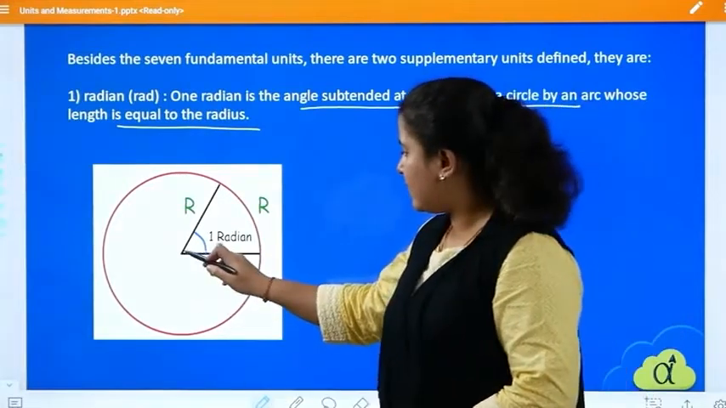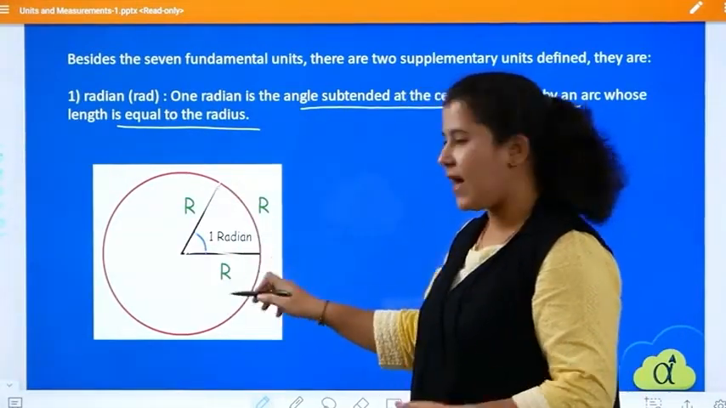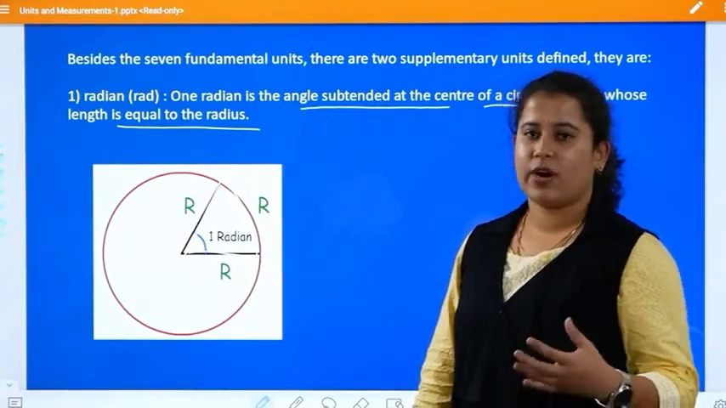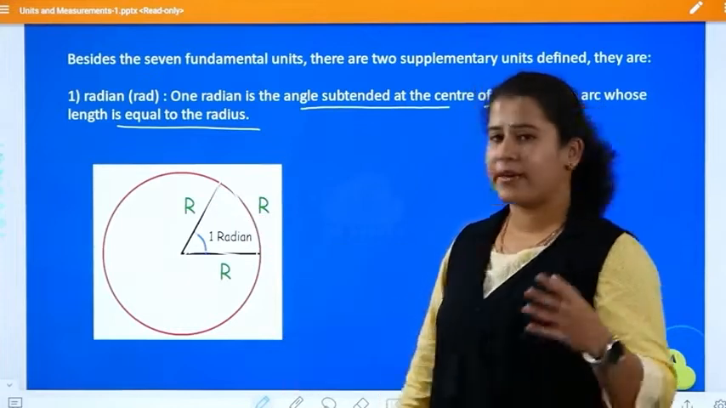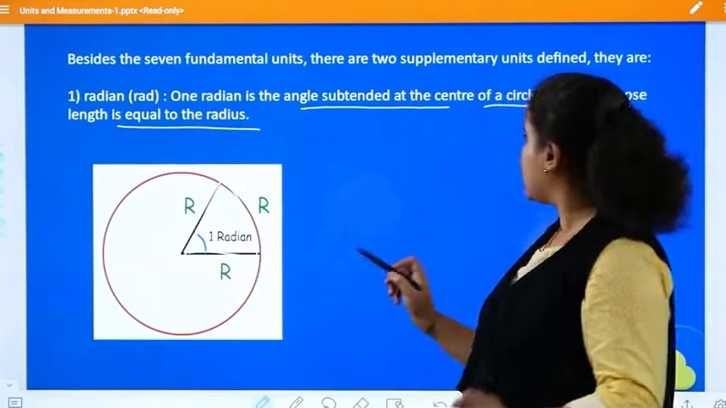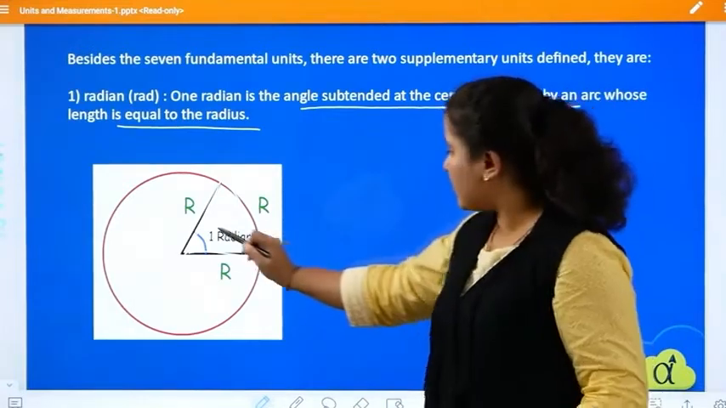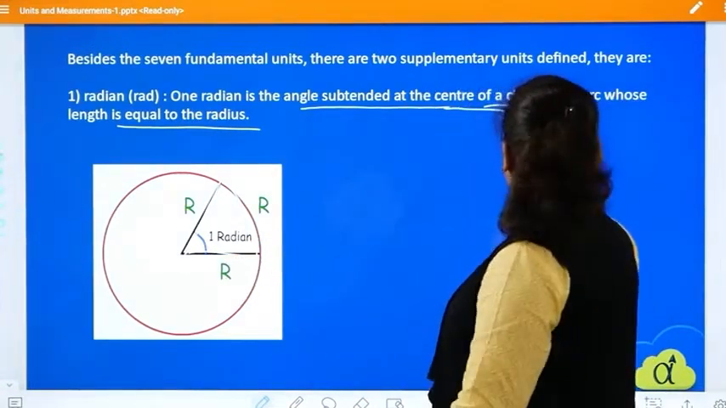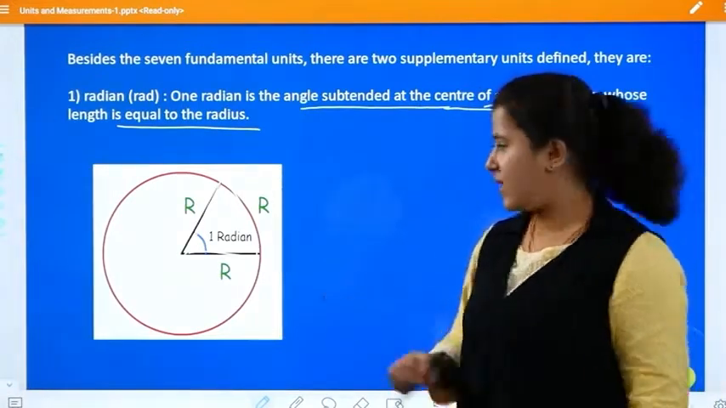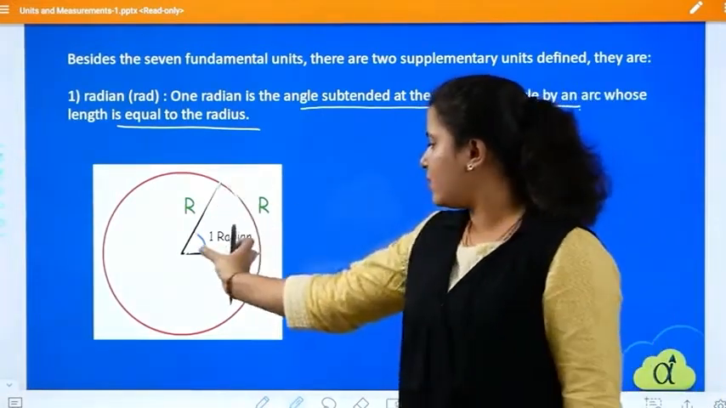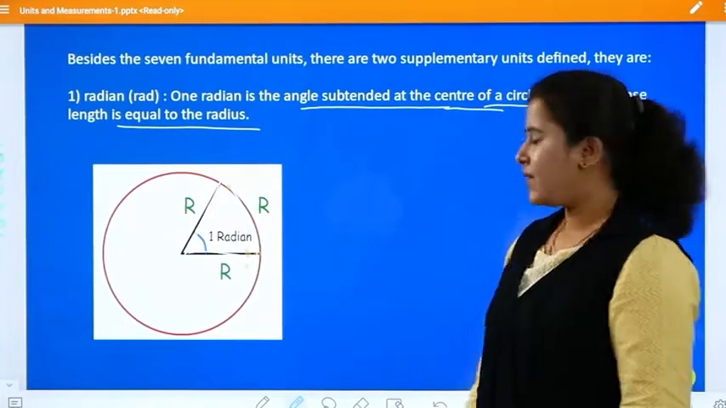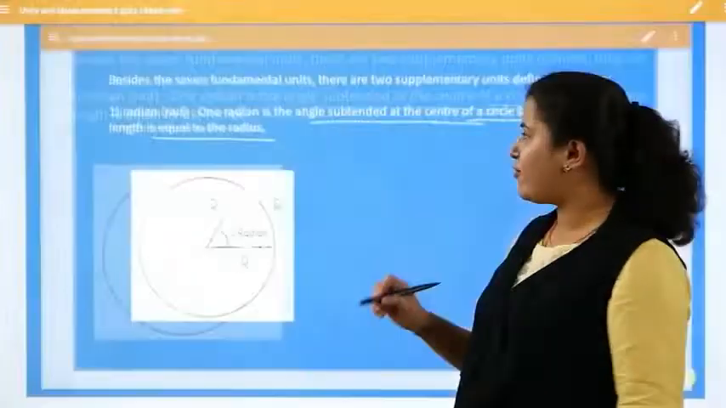I have taken the radius r, and this is an arc here. So what is 1 radian? 1 radian is the angle subtended at the center of the circle by an arc whose length is equal to the radius. So the length of this arc will be equal to the radius, and that we call a radian. Clear?